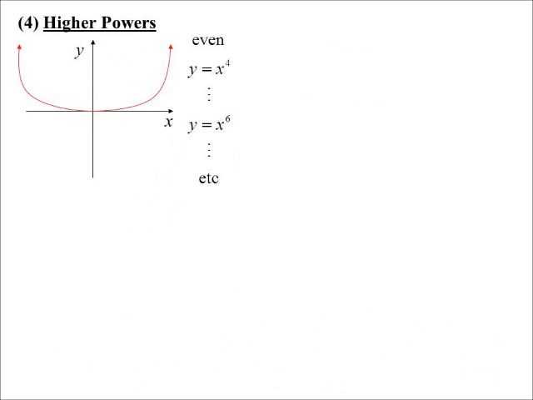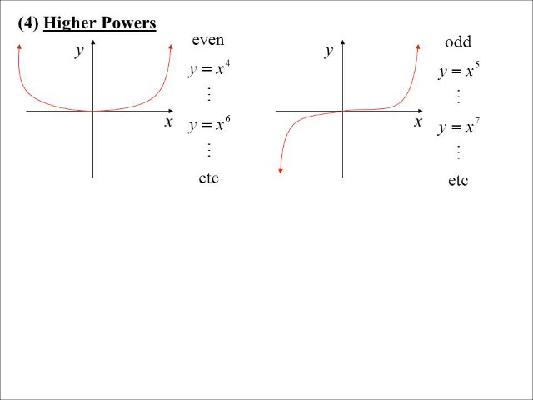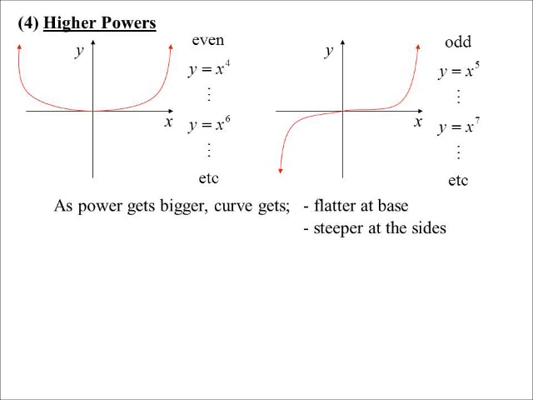Okay, higher powers. Anything with an even power, and I'm talking about the basic one when it's factorised, will have that U sort of shape. Now, only x squared is the parabola, but they'll all have the U shape. But what you find is as the powers get bigger, the shape gets flatter at the base, steeper at the sides. And a similar thing happens with odd powers. They'll all have that what's called an inflecting shape, but the higher the power, right? So as the power gets bigger, flatter at the base, steeper at the sides.